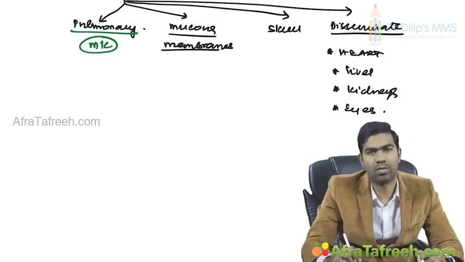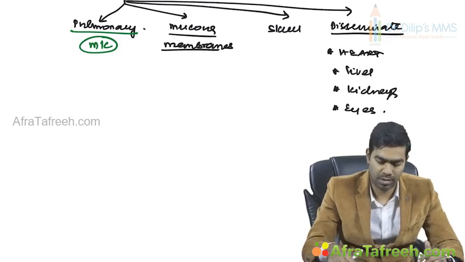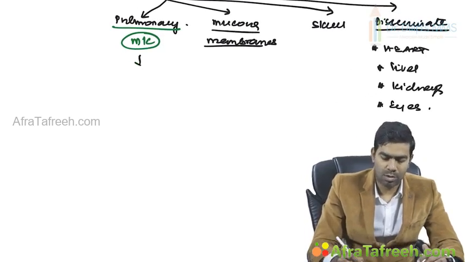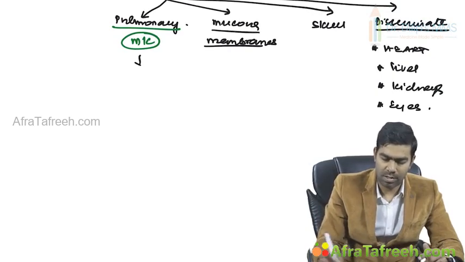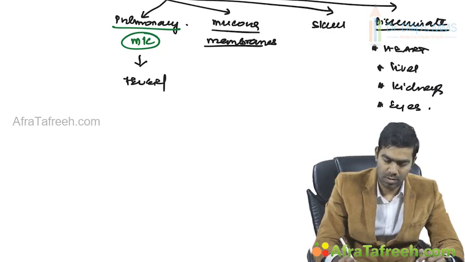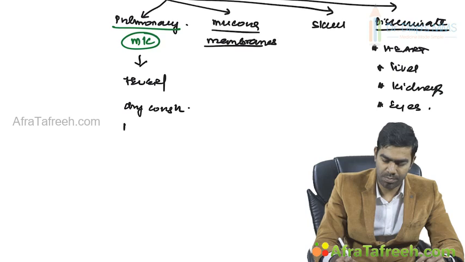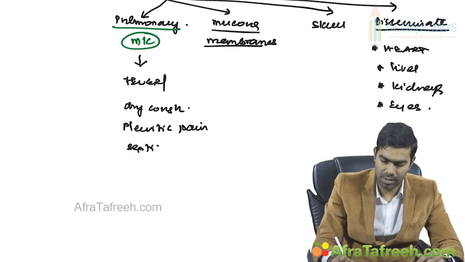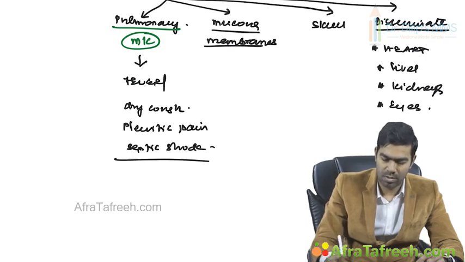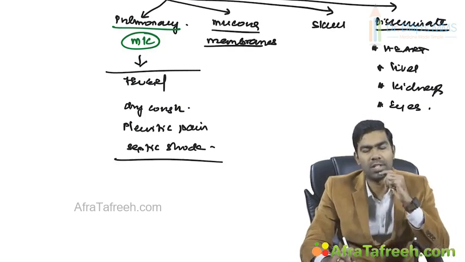So many places they can go for dissemination. Lungs being the most common, what are the characteristic features of the lungs? They are going to present with fever, cough, typically a dry cough, and pleuritic pain, and they can even have a septic shock. So all these are features of pulmonary involvement.